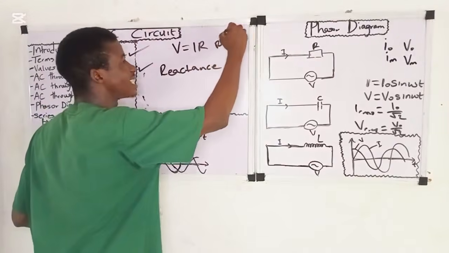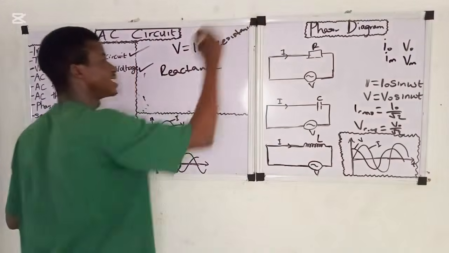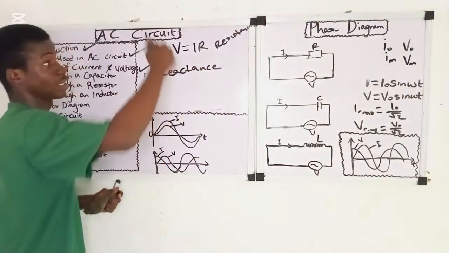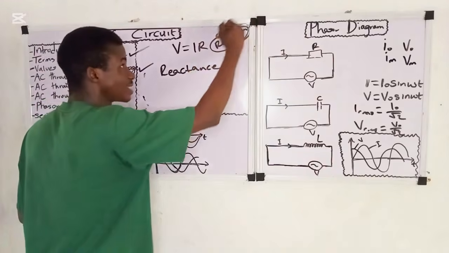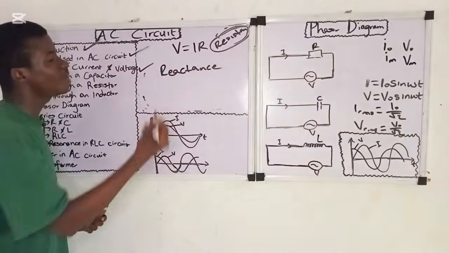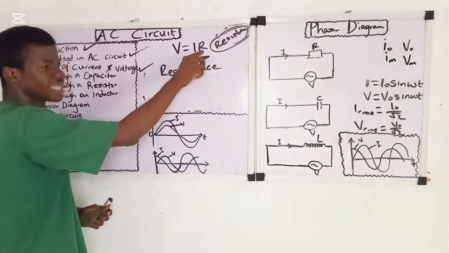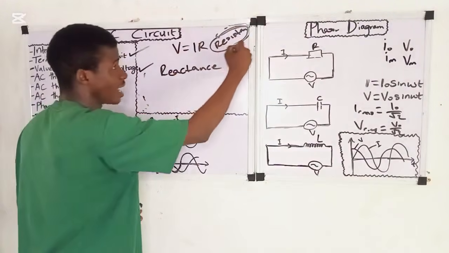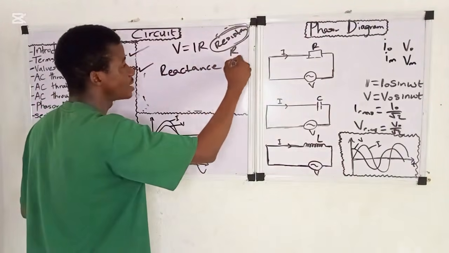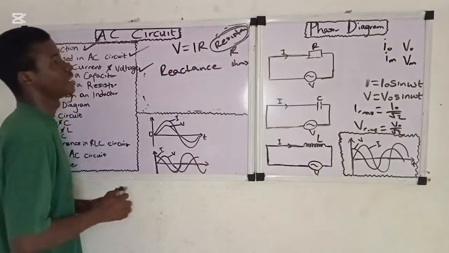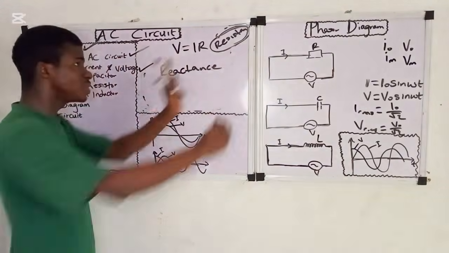Now remember, the opposition to flow of current by a resistor is known as resistance, right? Don't worry about reactance yet. Remember, resistance is represented by R, right? The SI unit of resistance is ohms, right? So this is resistance.